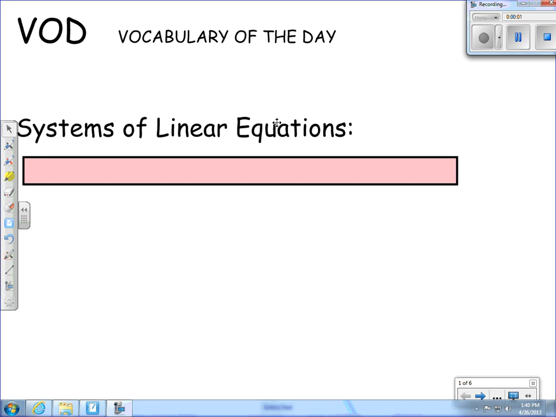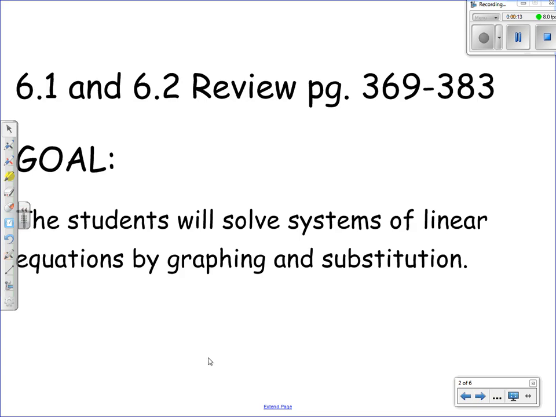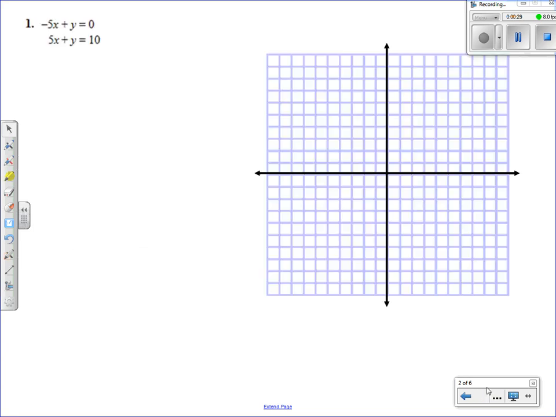Vocabulary of the day: systems of linear equations, defined as two or more linear equations with the same variable. As I've said before, for our purposes, we will be only working with two. We are reviewing 6.1 and 6.2 in your book. It covers pages 369 to 383. Our goal for today is to solve a system or systems of linear equations by graphing and substitution.